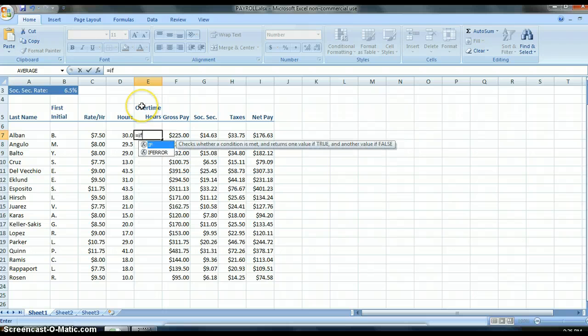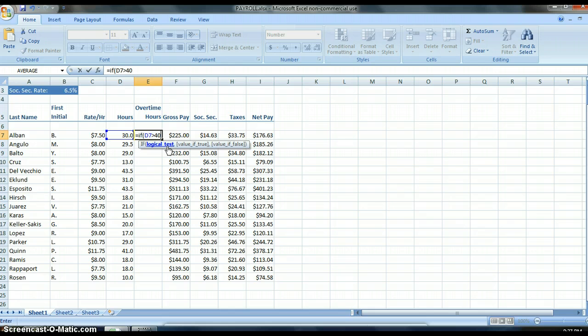So we're going to start off with equals if. And I would highly suggest you look at page 256. It does a great job showing you an example. So equals if, open parenthesis. We want to check our number of hours. So if our number of hours, which is in D7, is greater than 40, we want it to do something specific. And if it's less than that, we want it to do something specific. So here, as you can tell, it's giving us our little cheat sheet. So we're doing our test first.